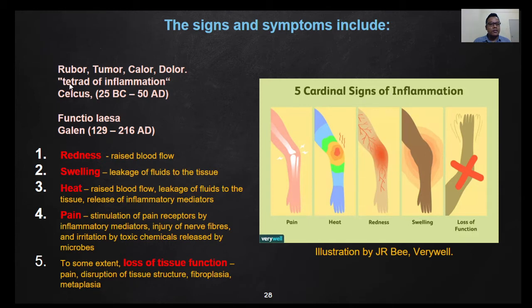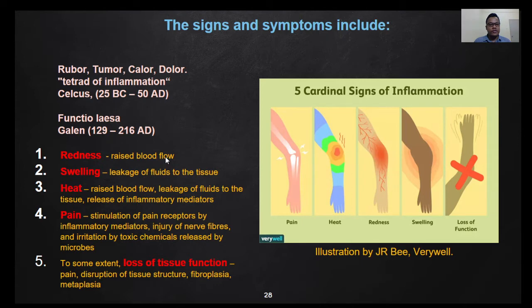Celsus described the tetrad of inflammation: rubor, tumor, calor, and dolor. And also added by Galen, the fifth cardinal sign, which is the functio laesa, or loss of tissue functions.